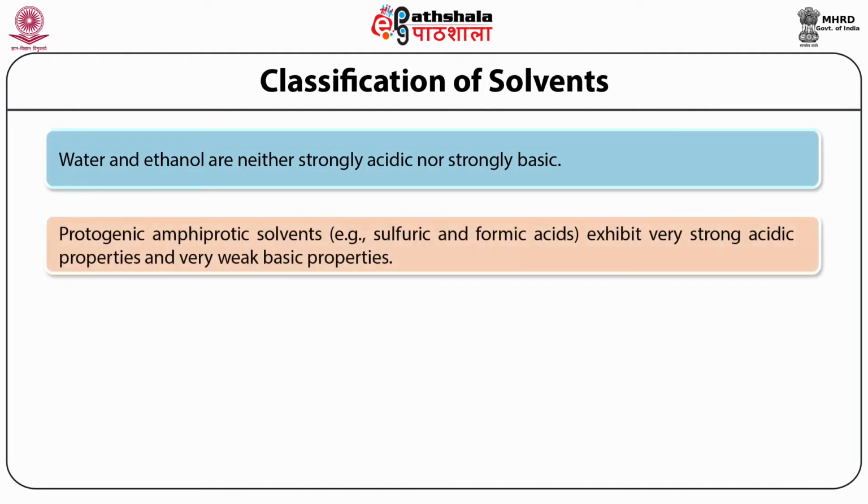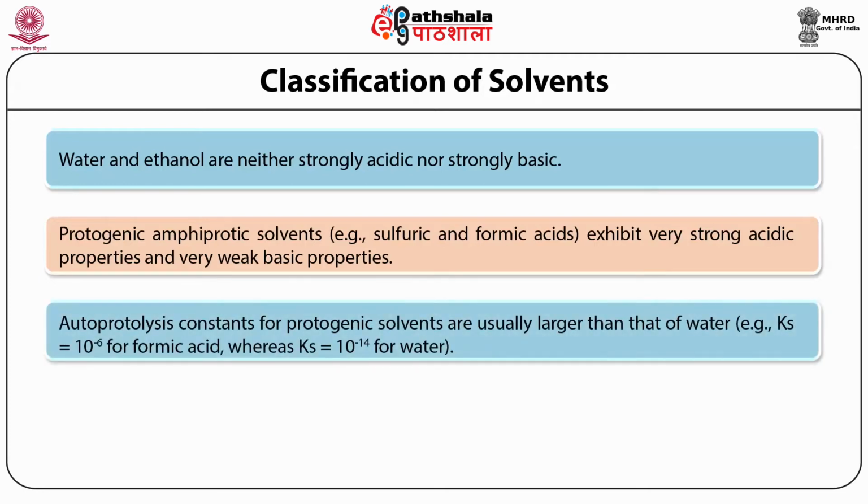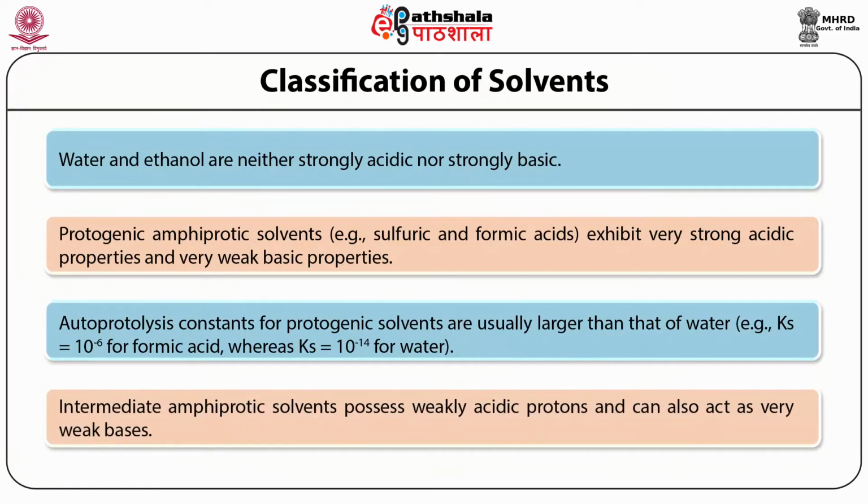Protogenic amphiprotic solvents exhibit very strong acidic properties and very weak basic properties. Autoprotolysis constants for protogenic solvents are usually larger than that of water. Intermediate amphiprotic solvents possess weakly acidic protons and can also act as very weak bases.